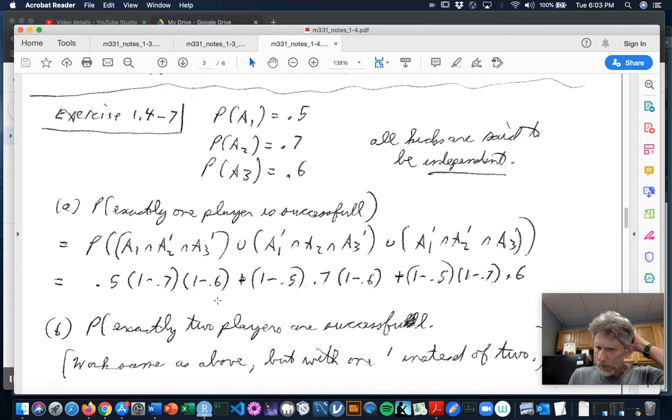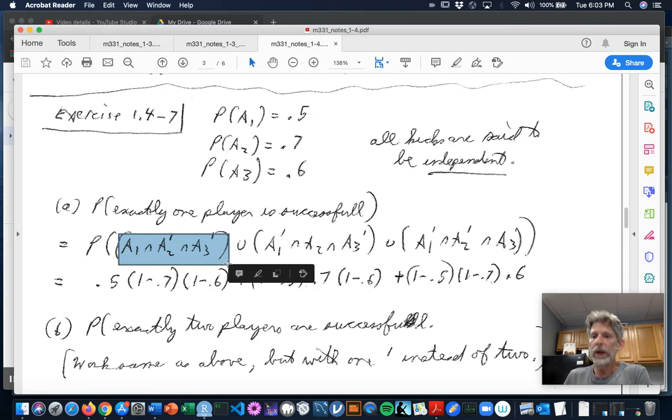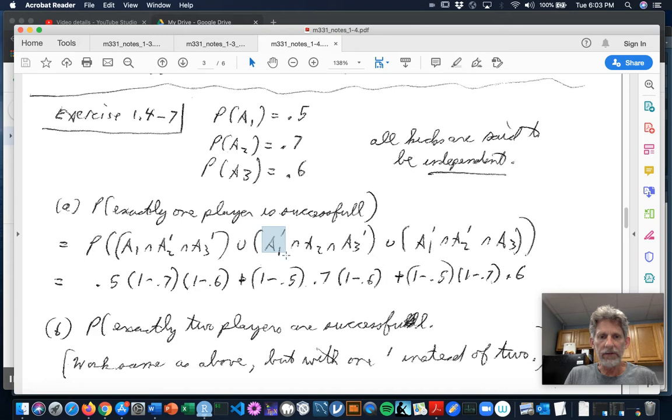Well, let's see, exactly one player being successful. That actually breaks up as the union of 3 events. You could first of all have player 1 be successful and then the other 2 not: A1 and not A2 and not A3. Or you could have not A1 and A2 and not A3. Or you could have not A1, not A2, but then A3 gets it. And those are unions of disjoint events.